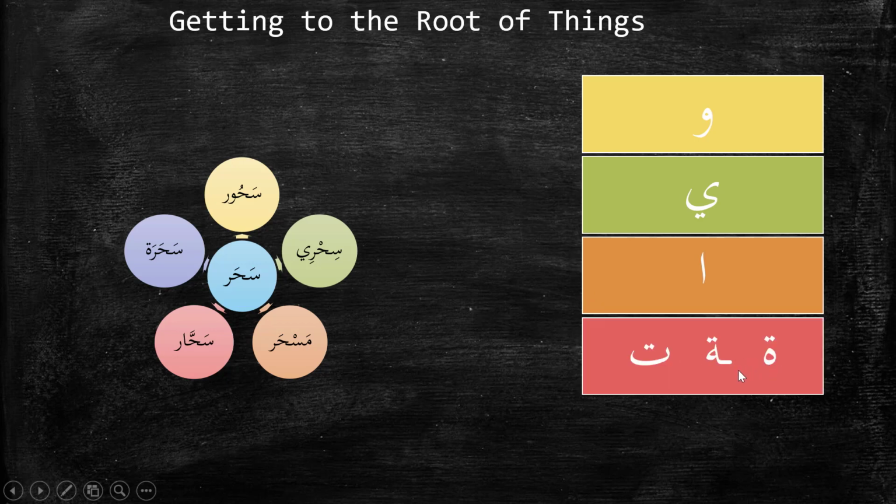Also, we have ta in its various forms. We have the ta marbuta, those first 2, and the ta maftuha, which is here, just as we have in sahara. So usually, if you have more than 3 letters and there's a ta in there, your best bet would be that that ta has been added as opposed to the other letters.